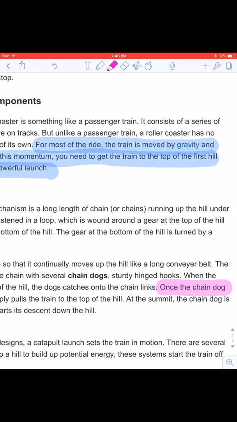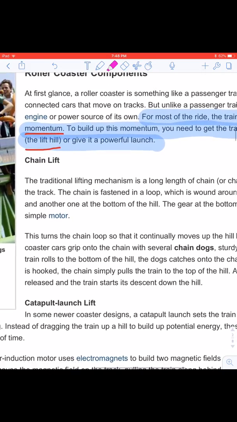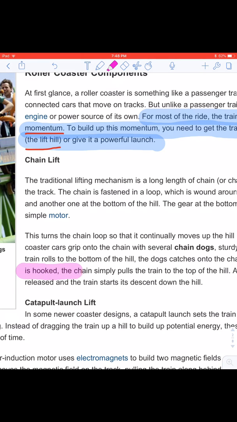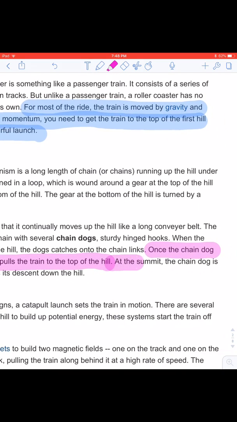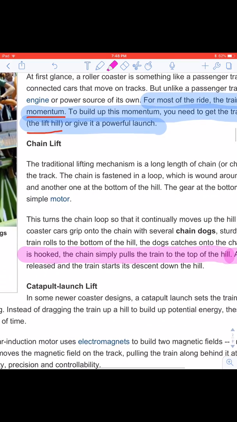Once the chain dog is hooked, the chain simply pulls the train to the top of the hill. And then it goes on to talk about at the summit, the chain dog is released and the train starts its descent down the hill. So it sounds like energy is being transferred between that chain dog and the train itself. Let's keep going.